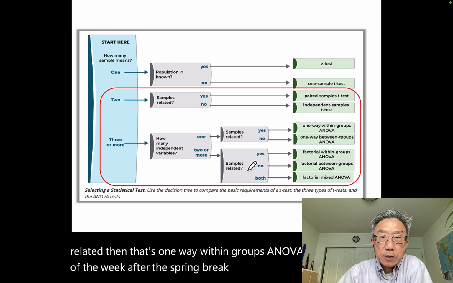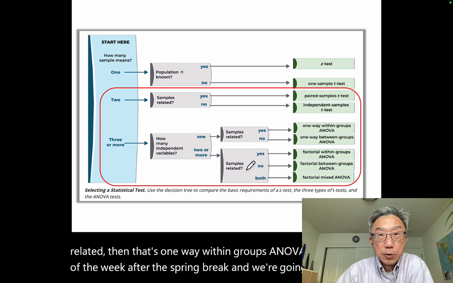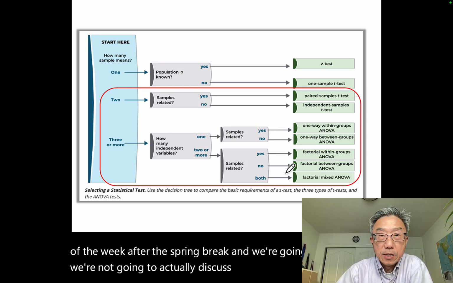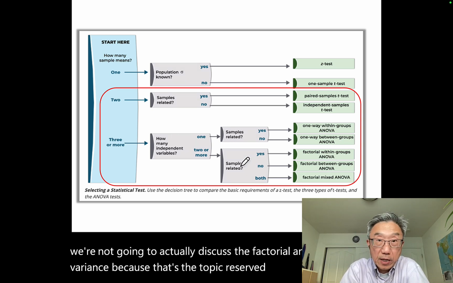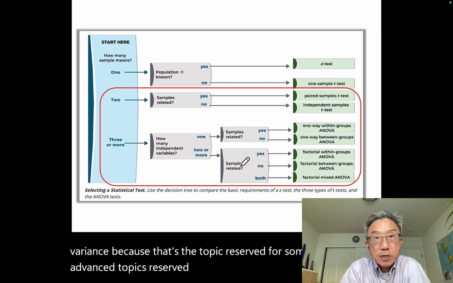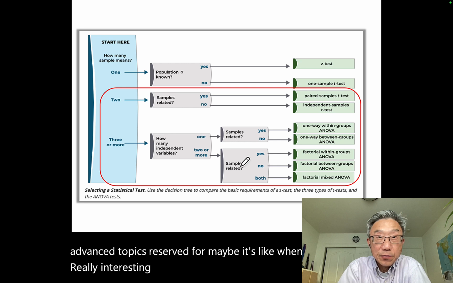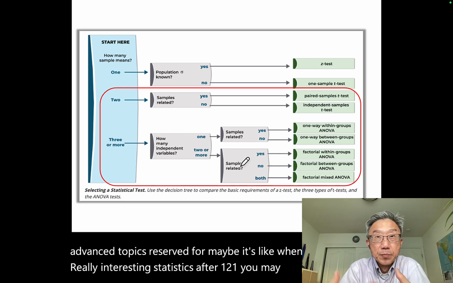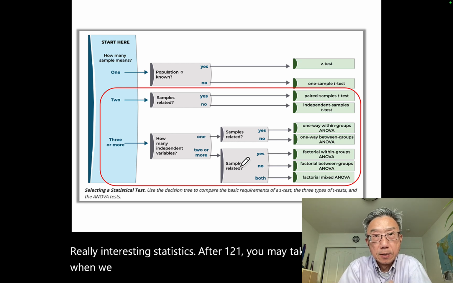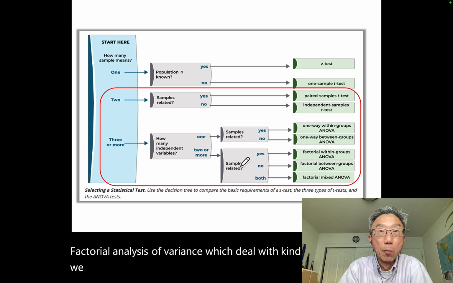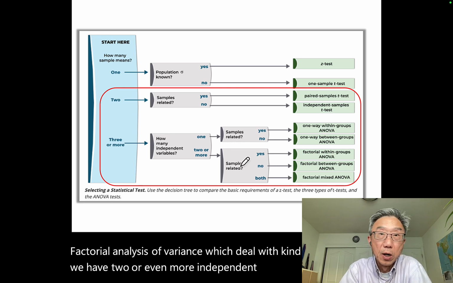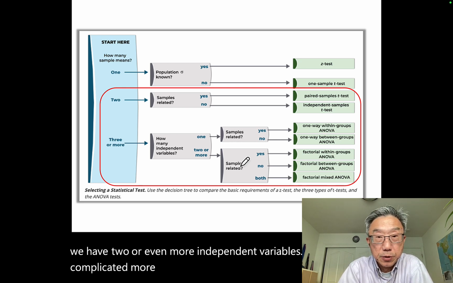In class, we're not going to actually discuss the factorial analysis of variance, because that's reserved for more advanced topics, maybe Psych 121, or for those of you who are really interested in statistics. After 121, you may take 102. That's when we formally discuss factorial analysis of variance, which deals with situations that have 2 or even more independent variables. Those are just more complicated, more complex situations.